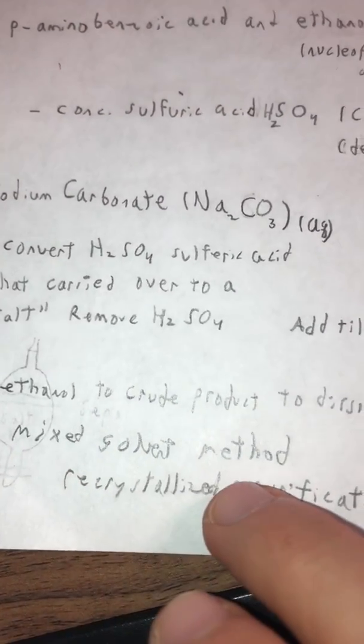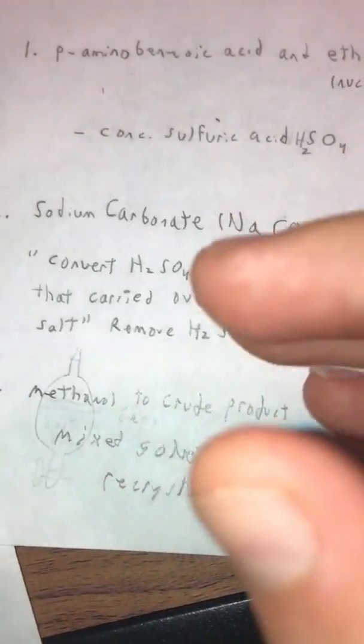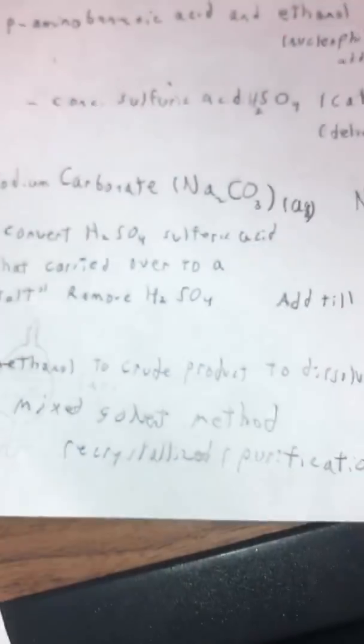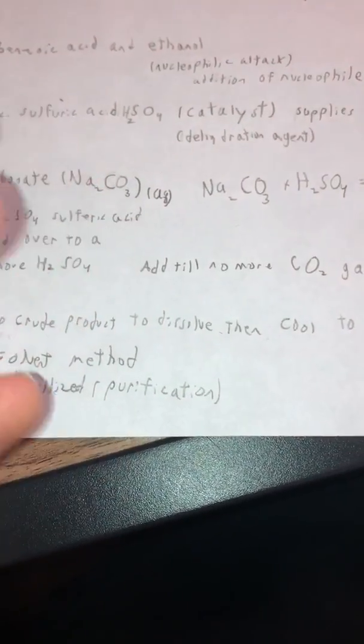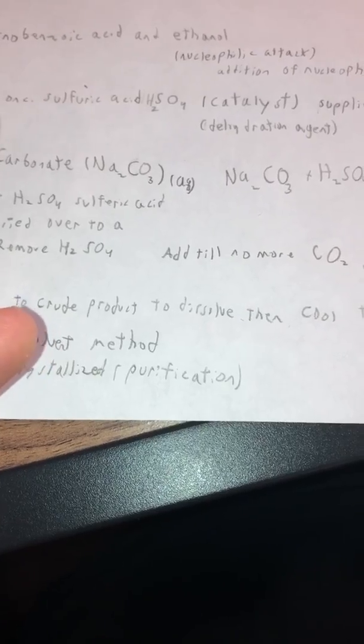It's called a mixed solvent method. So we actually put the benzocaine in water and methanol, or added methanol to that. And basically when it dissolves, then we cooled it off, recrystallized it. It's another purification technique, and basically purified it, and we have our final product. So that is all we did.